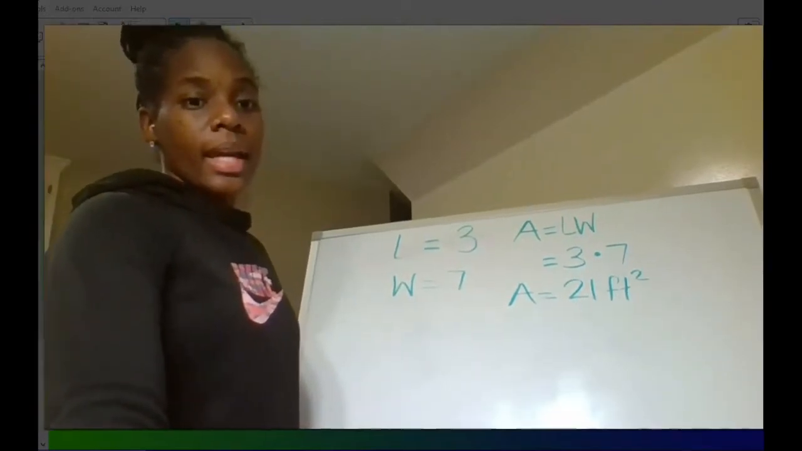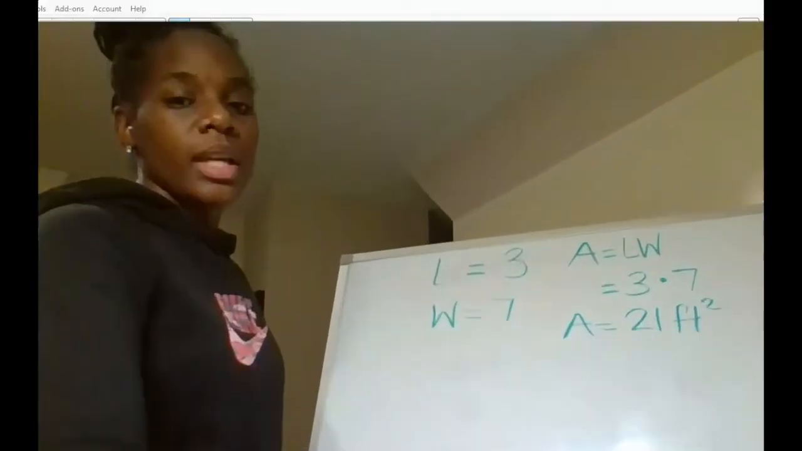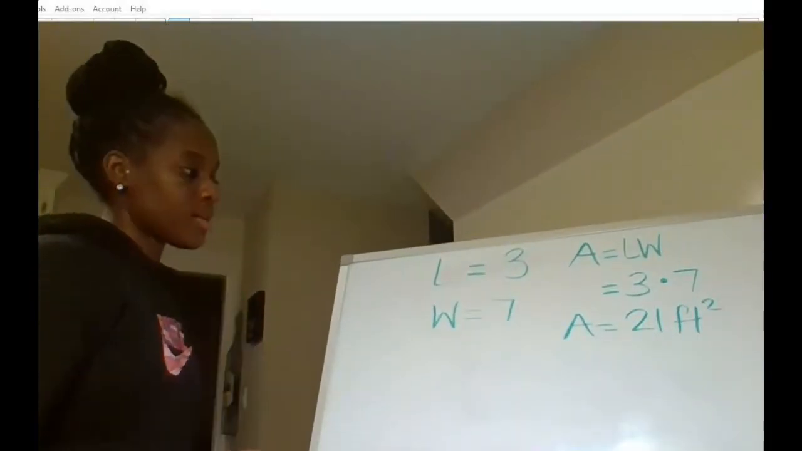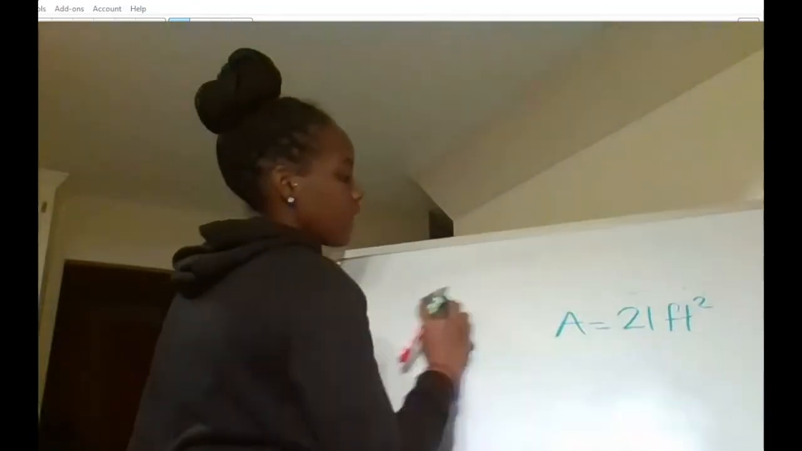Then we go back and look at the square itself. Notice that they only gave you 1 dimension for this one. Because they only gave you 1 dimension, remember it's a square. All 4 of those sides are equivalent to 4 7/10 of a foot. All right. So then we'll substitute those back into the formula A is equal to S squared. In this case, S is 4 and 7/10.